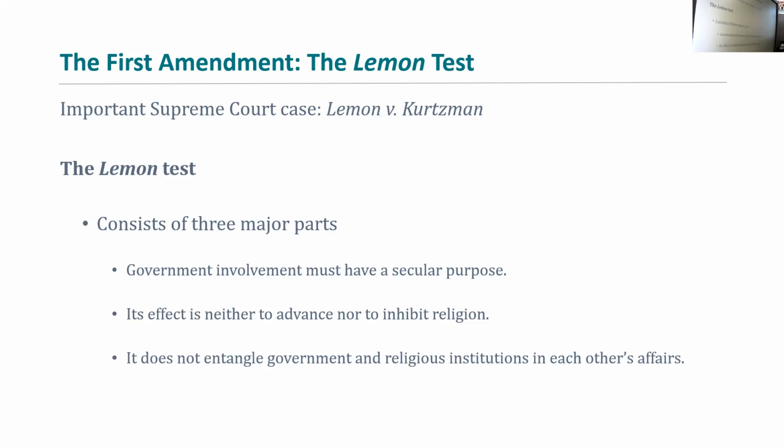Number 2, does it either advance or inhibit a specific religion? No, math does not do that. Number 3, is there excessive entanglement between government and the religious institution into each other's affairs? This is problematic with the Lemon test because the concept of excessive is poorly defined, right? Excessive is a subjective word, right?